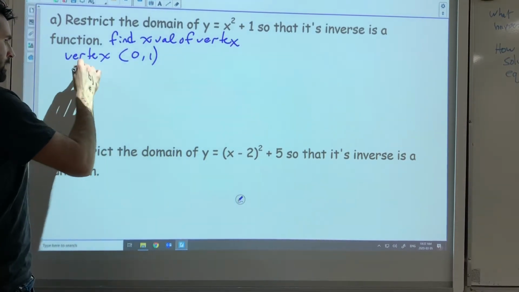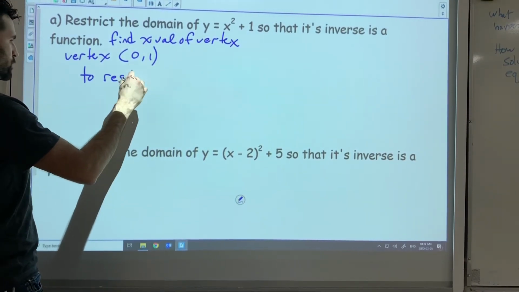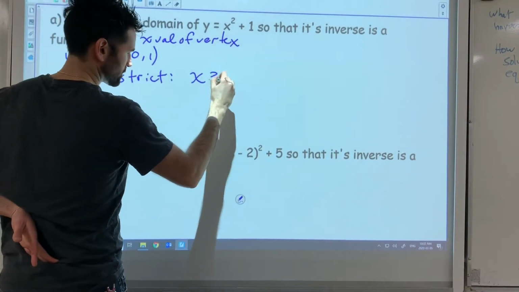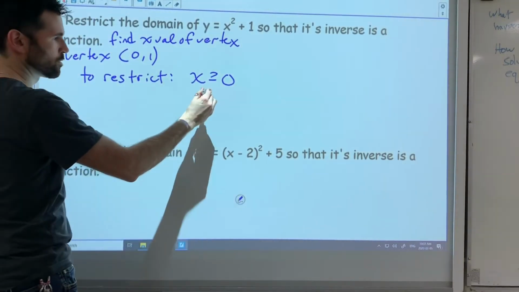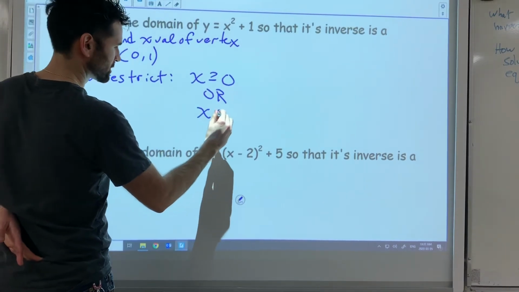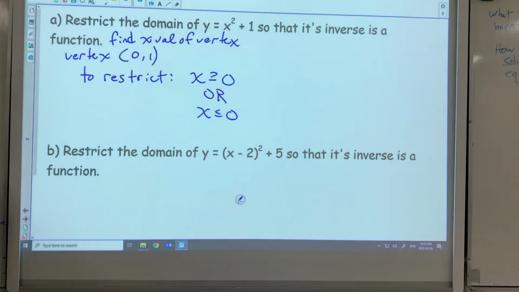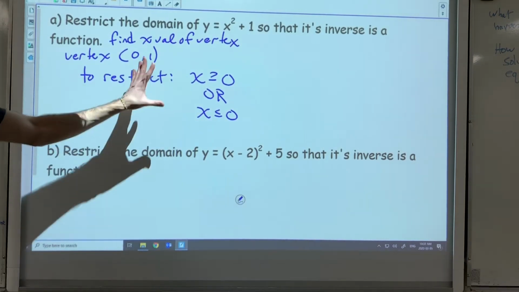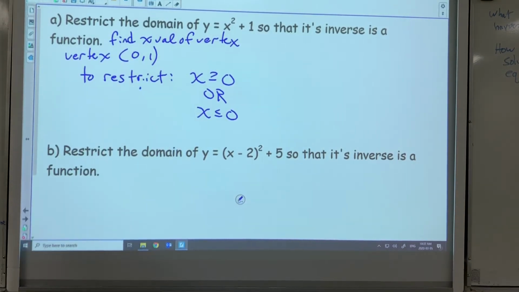So to restrict, there are 2 possible answers. You could say, I restrict it like this, or I restrict it like that. So either one would be correct. You don't have to give both. I'm just giving you both because it's your notes. Okay, well that's good.